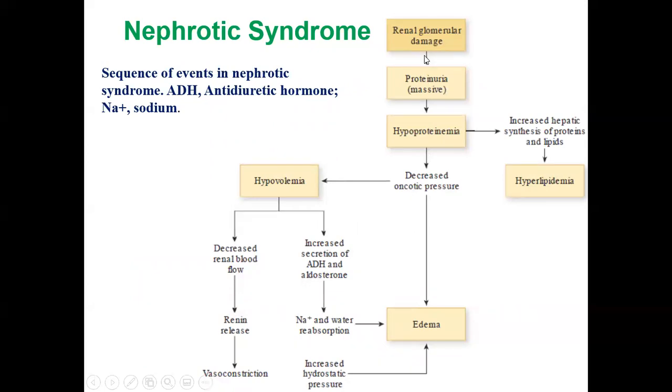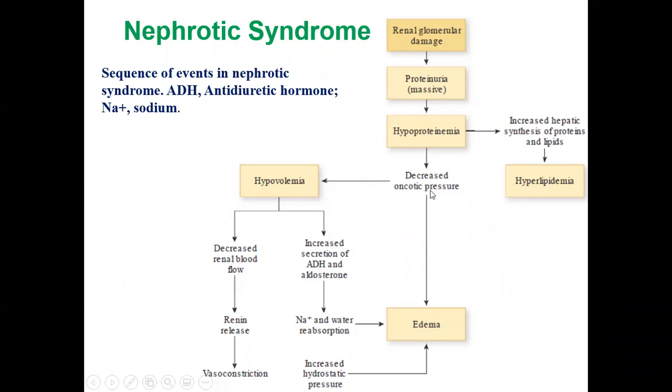We can see that in case of renal glomerular disease, the patient develops proteinuria, meaning protein is present in urine. When too much protein is present in urine, blood protein will go down. So hypoproteinemia means less protein in the blood. And this leads to decreased oncotic pressure. When oncotic pressure goes down, edema develops.